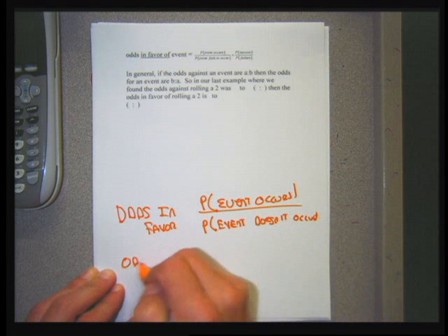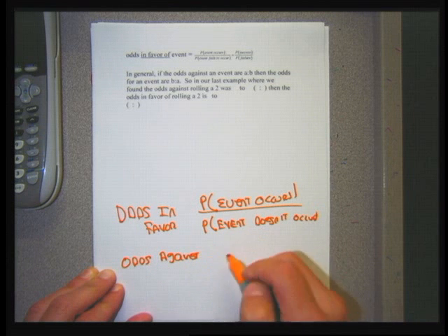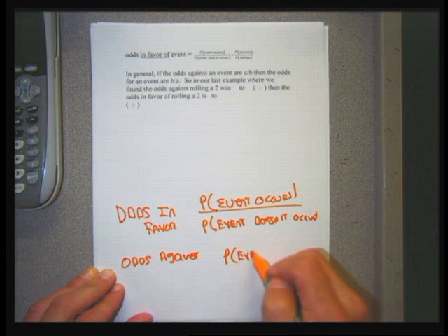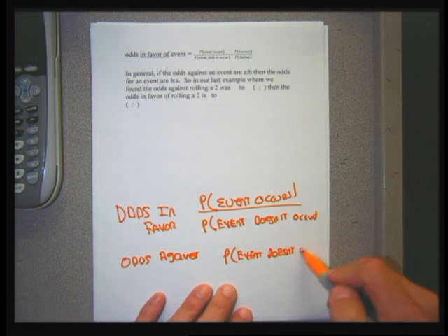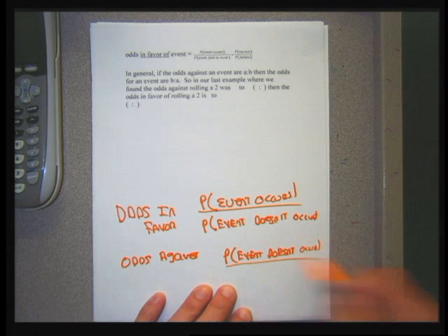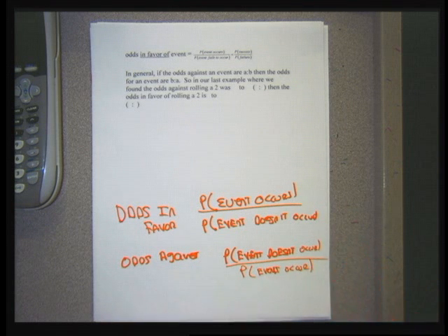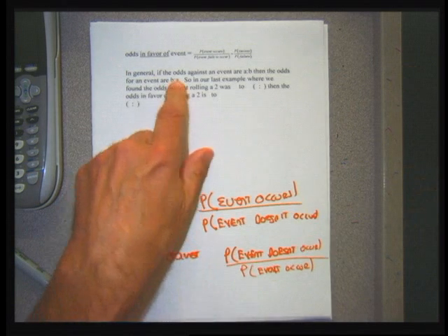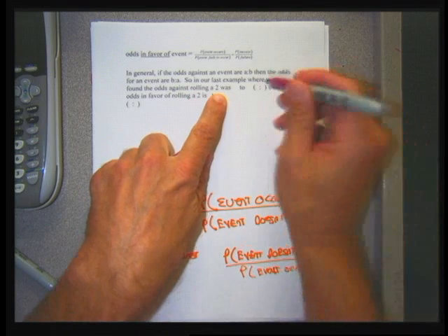Where the odds against, it's just the reciprocal. It's the probability that the event doesn't happen divided by the probability the event does happen. And once I do the fractions, I simplify and I write the odds as a ratio or colon. So here, the odds against rolling a 2 was 5 to 1.